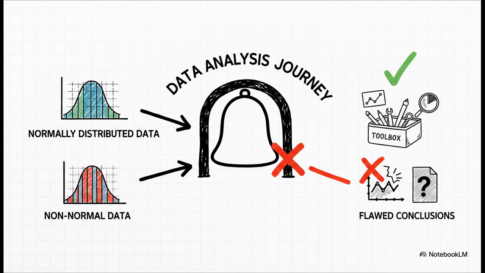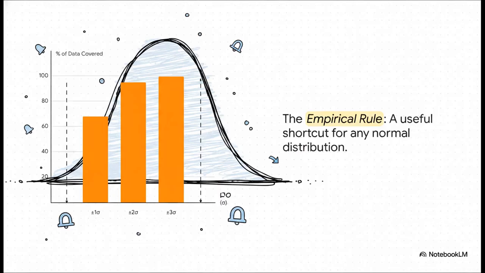If you skip that step and you use a tool that assumes normality on data that isn't normal, your results won't just be a little bit off. They could be completely wrong, leading you to make bad decisions based on flawed conclusions. And that brings us to one of the most useful, practical rules of thumb in all of statistics, the empirical rule.